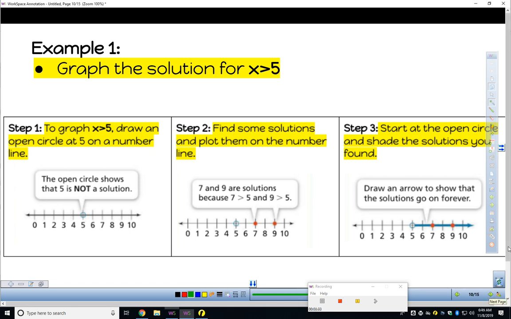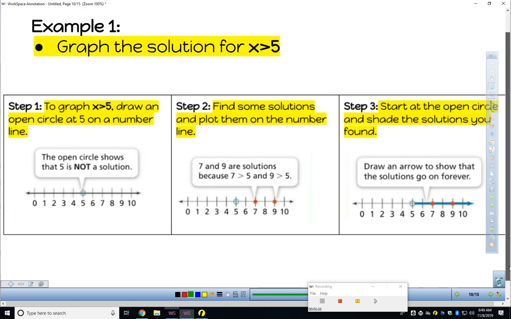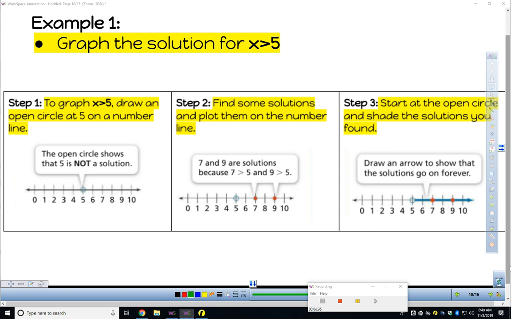So our first example here is we're going to graph the solution for x is greater than 5. And there's only one small piece to graphing inequalities that I think is confusing, and that's whether the circle is closed or open. If we're going to be graphing less than or greater than, so either of these symbols, we are going to draw an open circle on the number. The open circle here shows us that 5 is not a solution.